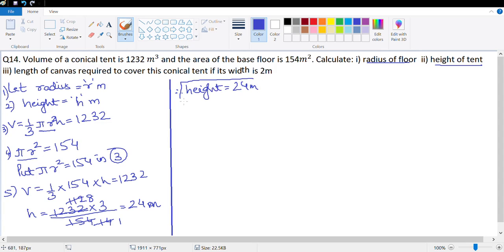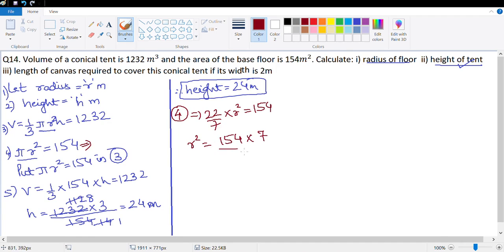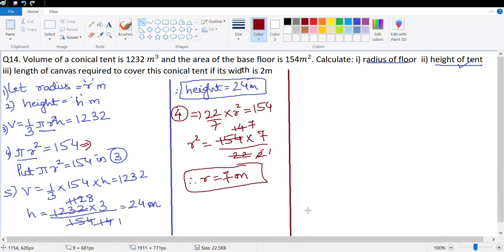So we've got one answer, which is the second part. Let's see if we can calculate radius from this equation. So the fourth equation was pi, which is 22 upon 7 into r square is equal to 154, which means r square is equal to 154 into 7 upon 22. That's 11 into 2. That's 11 into 14. 2 into 1, 2 into 7. Therefore, r is equal to 7 meter. And we've got the first part of the question as well, which is we've calculated the radius.